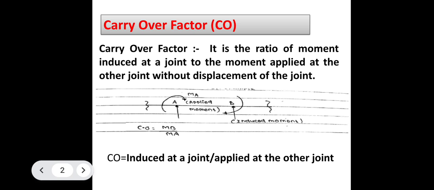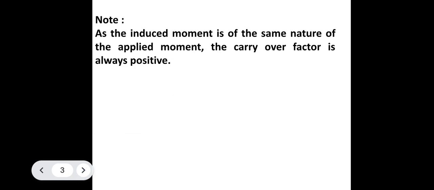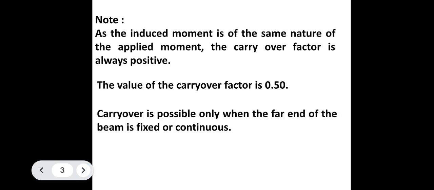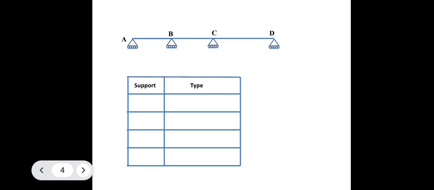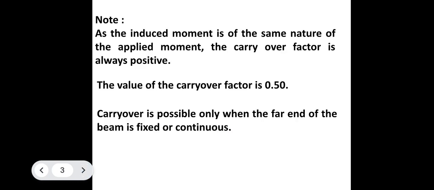First is carryover factor. Carryover factor is the ratio of induced moment at a joint to applied moment at the other joint. You can observe MA is an applied moment and MB is an induced or developed moment due to MA. Therefore, carryover factor is MB by MA, induced moment to the applied moment. Carryover factor is always positive and it is equal to 0.5. Always carry over half the moment with the same sign if far end is fixed or continuous.